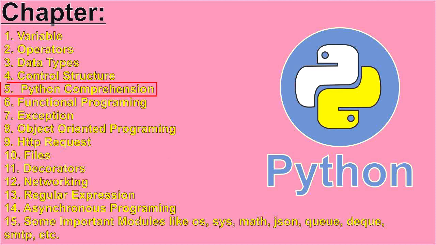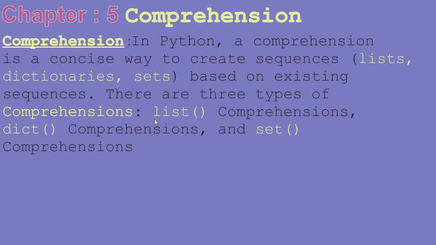Today we will discuss Python comprehension from chapter 5. Let's get started. In Python, a comprehension is a concise way to create sequences such as lists, dictionaries, and sets based on existing sequences. There are three types of comprehensions: list comprehensions, dictionary comprehensions, and set comprehensions.